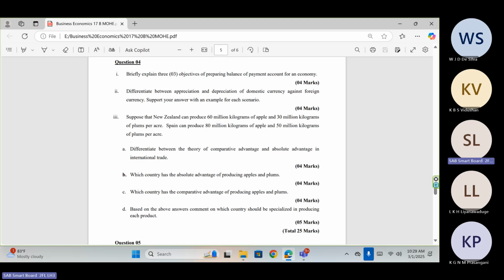So for a question like this, differentiate, you can easily use a table. That is the proper way. You can easily use a table to differentiate. Differentiate between appreciation and depreciation of domestic currency against foreign currency. Suppose you answer with an example for each. Right?